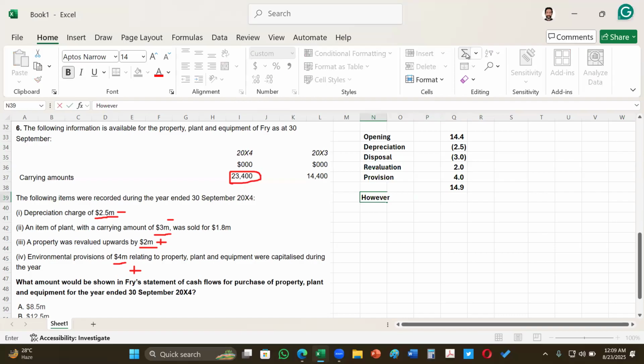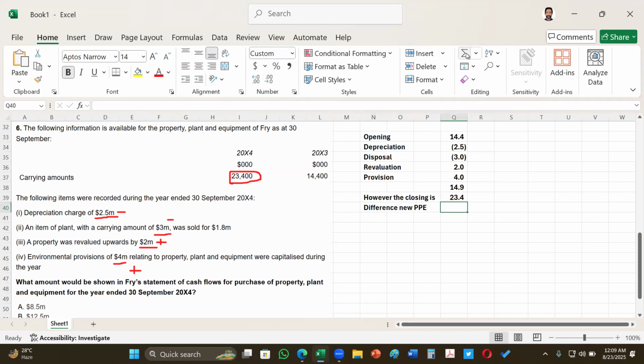However, the closing is they have provided 23.4. So we take the difference. The difference is the new cash, new plant, or the new PPE. So let's take the difference between these two. This figure minus this. So the answer here is 8.5. So you people have already calculated this answer. That's very good. So students, these were the questions related to the cash flow.